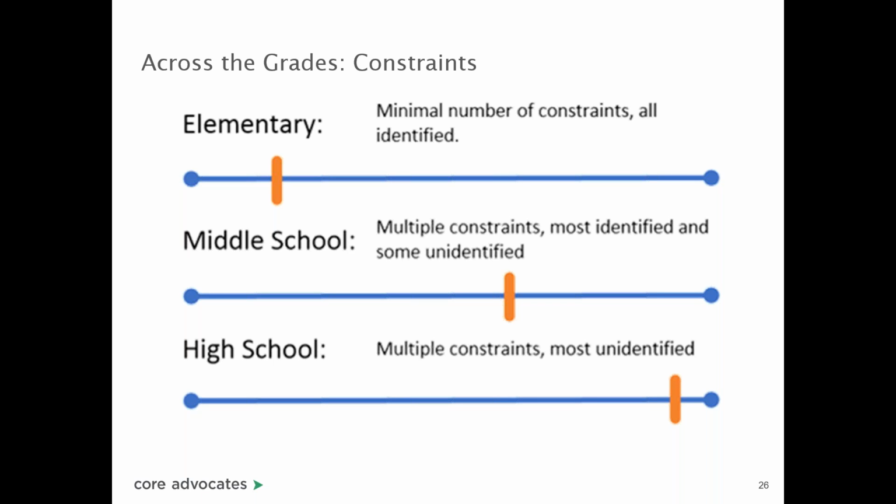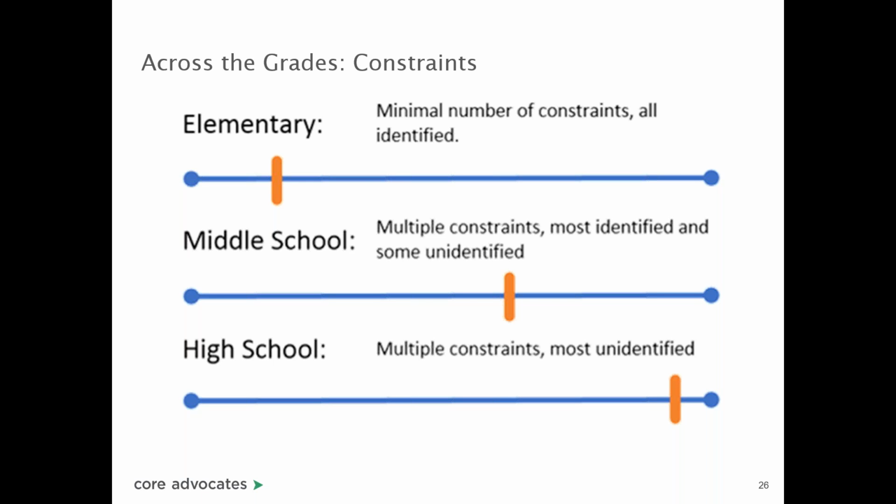In middle school, we're now looking at multiple constraints. Most of those constraints are identified, but there may be one or two that students have to pull out from the situation. In high school, there are going to be multiple constraints as well, but at the high school level now, we're talking about most of those being unidentified. So those important quantities are things that those high school students have to pull out of that contextual problem and figure out and identify as they're working with that task.